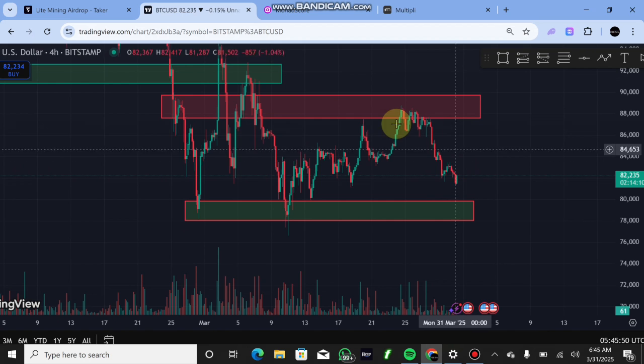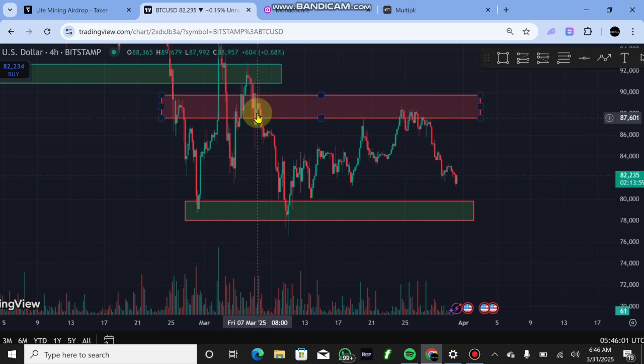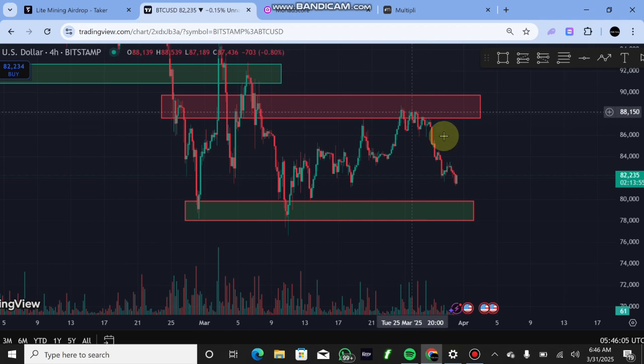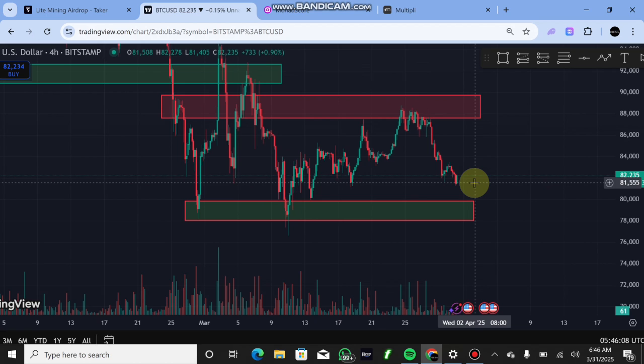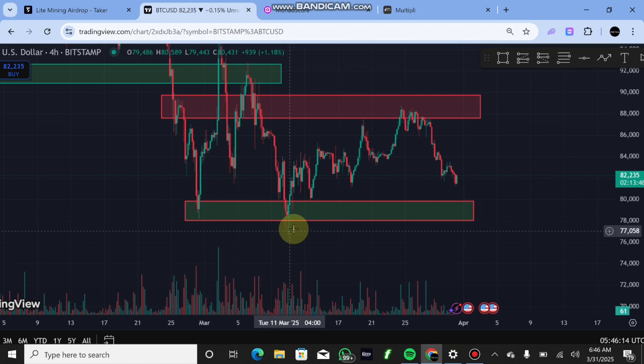As you can see, this particular resistance has been tested multiple times. When price gets to this place, it gets rejected. When price gets to this particular place, it gets rejected. And when price gets to this particular place, it gets rejected. A good resistance or support should be tested multiple times. And you can see that when price gets to this particular support, price bounces off. So for you to know, you should look for a support or resistance that has been tested multiple times.